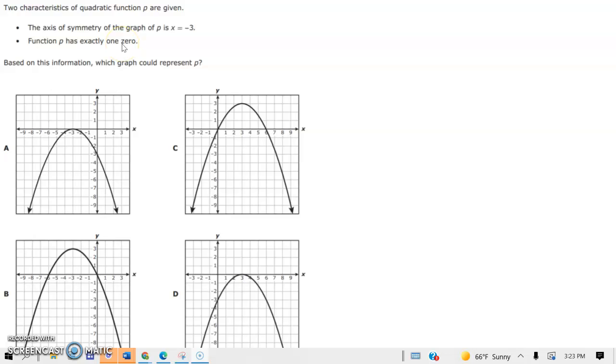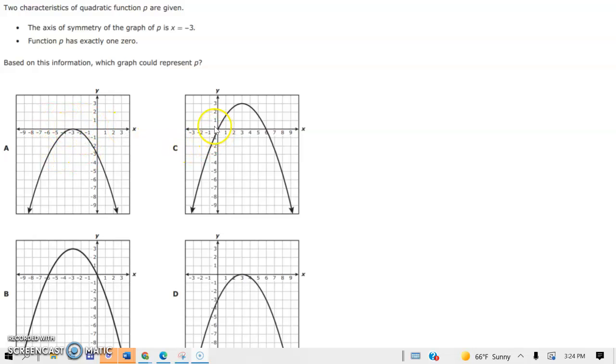If you remember, the zero is where it's crossing the x-axis. It's saying it is crossing exactly one time on the x. So let's look at that one first. That one's the easiest one. This is your x-axis, and you go all the way across, and it's only crossing there at -3. And that's it. So this one is only crossing once.